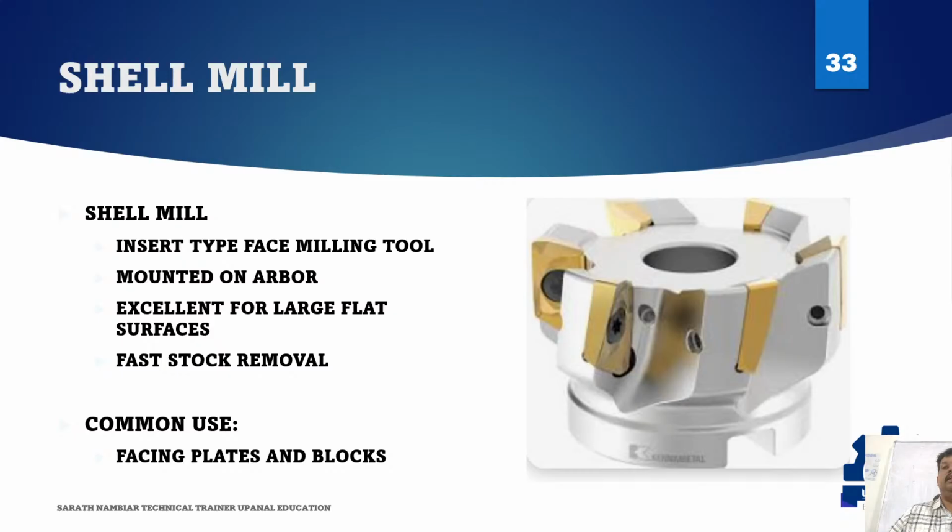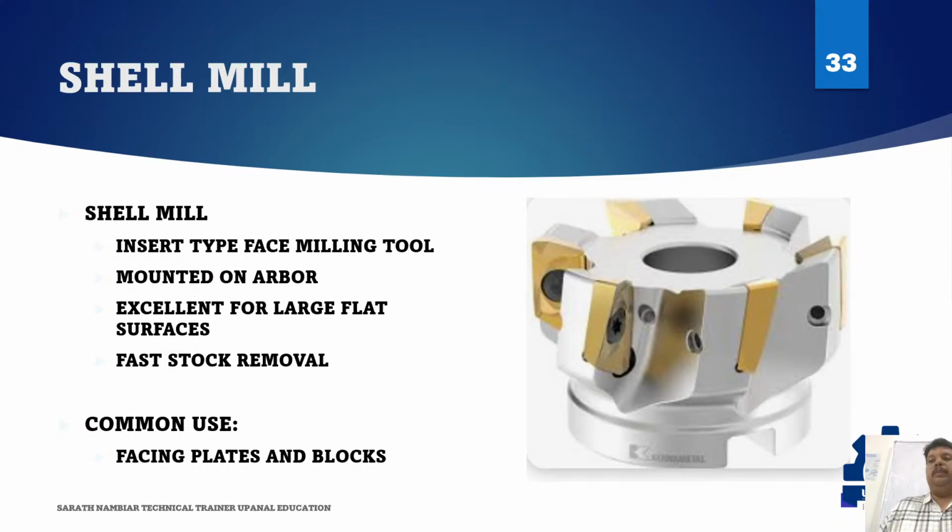Shell mills are generally larger cutters with replaceable inserts mounted on a cutter body. They are commonly mounted on an arbor or dedicated holder. Why is the shell mill important? Because they are productive, they can machine wider surfaces quickly, they can remove material effectively, and they are excellent for facing operations where a flat surface must be cleaned or brought to size. They are also used in shoulder milling depending on the cutter design.